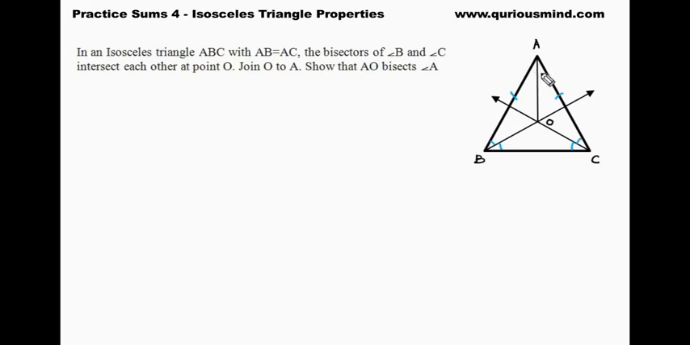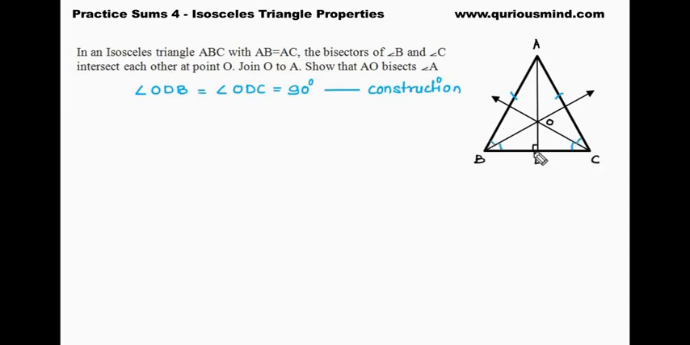AO will bisect angle A. To proceed further, we will first draw a perpendicular from point O on side BC. So we have drawn OD, which is perpendicular to side BC. So let's write it. This is by construction.